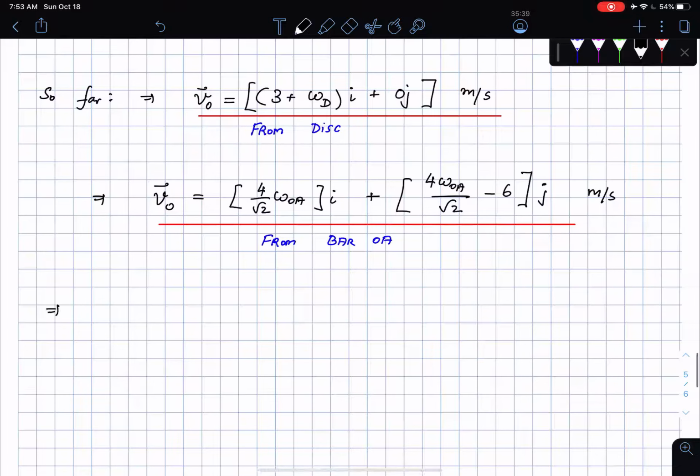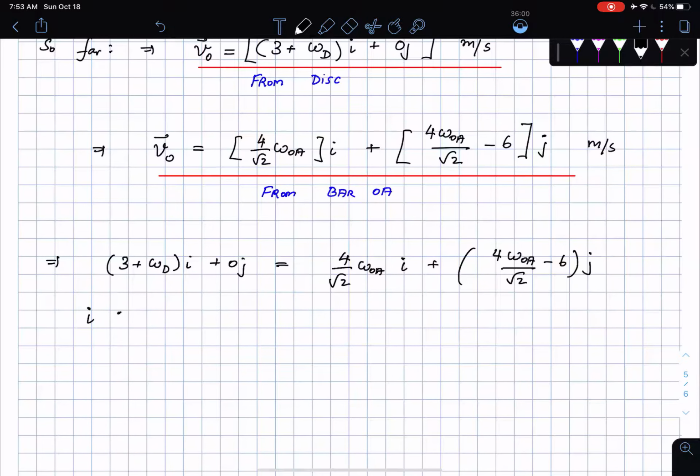Okay, so this tells me that 3 plus omega disk in the I direction, plus 0j, is equal to 4 by root 2 omega A in the I direction plus 4 omega A by root 2 minus 6 in the j direction. And then I say, okay, equate the I terms, equate the j terms. I'm going to start with the j terms because it looks easier to me. So 0, I always like terms that have zeros in them, equals omega OA by root 2 minus 6, which means that I can solve for omega OA.